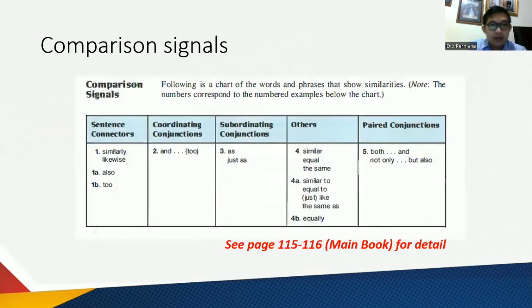Okay. Now we have the comparison signal. In every comparative text, it is easy to find this kind of word, because this kind of word is the signal in comparison. For example: similarly, also, to, and, as, similar, equal, the same, and etc. This is just an example of comparison signals that you can use in your comparative paragraph.